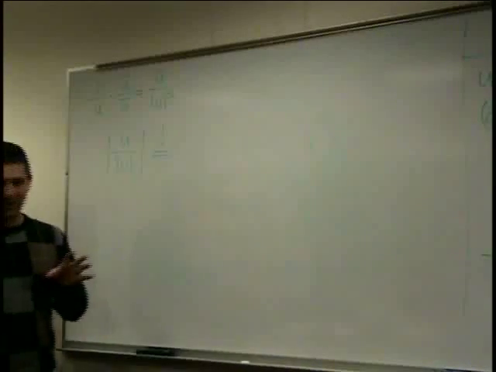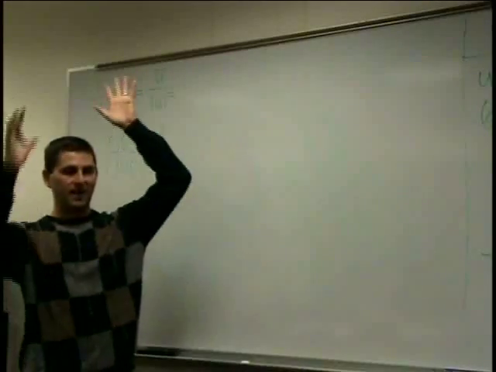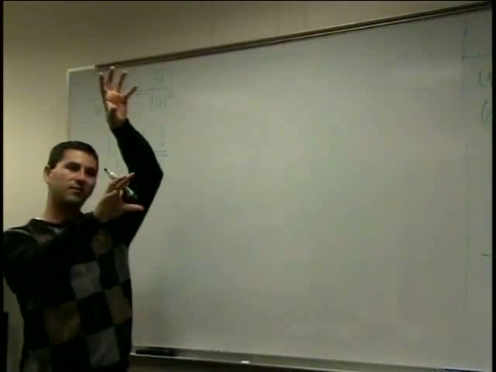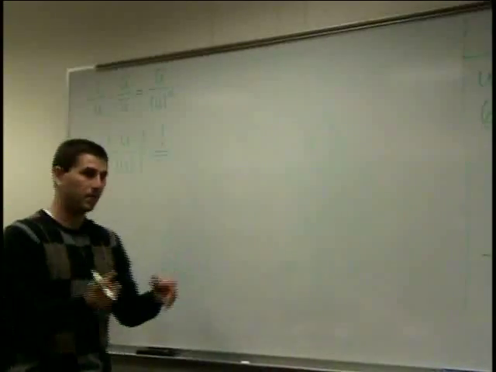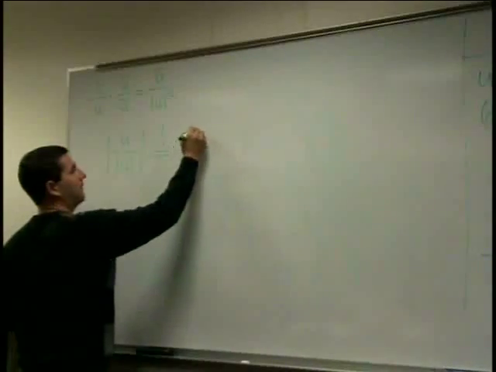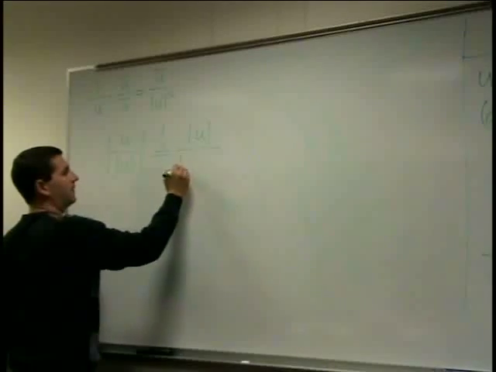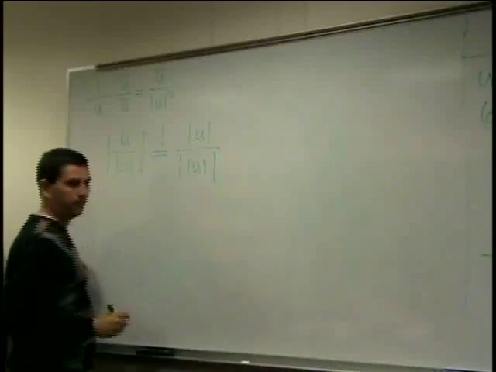And the regular absolute value has a wonderful property. If you take the absolute value of something divided by something else, it's the same as the absolute value of the top divided by the absolute value of the bottom. So I'd like to do that. So this is the absolute value of u divided by the absolute value of the absolute value of u.